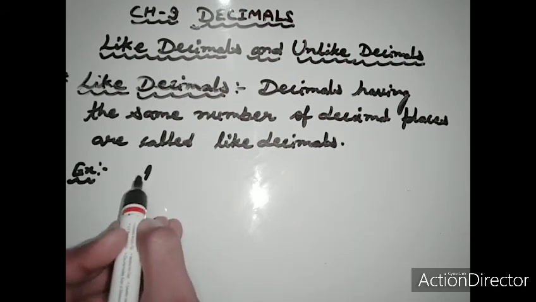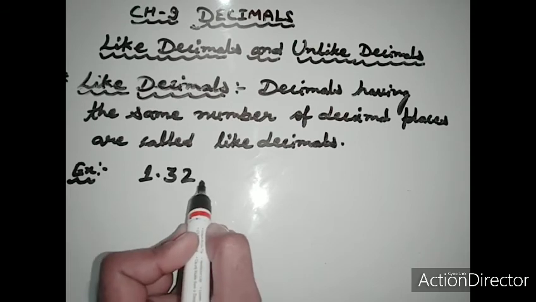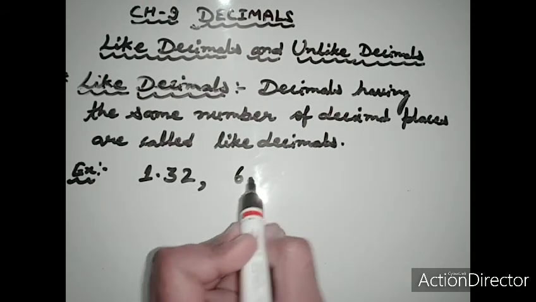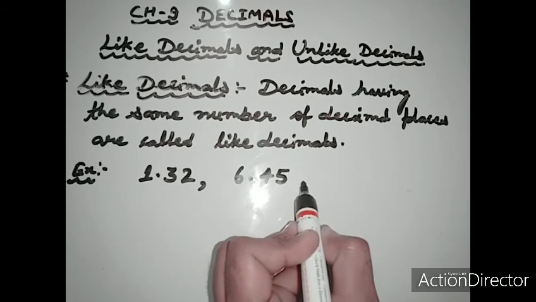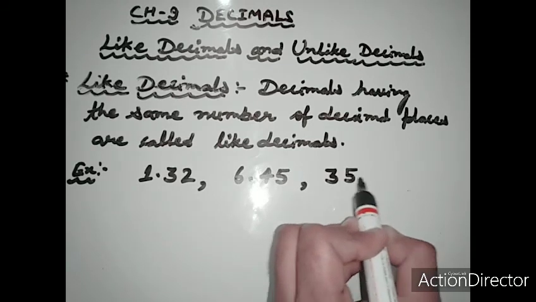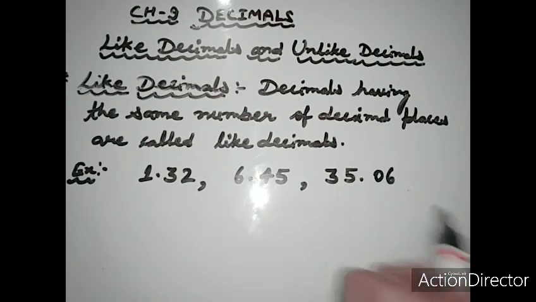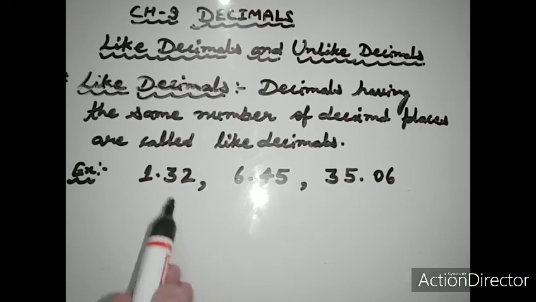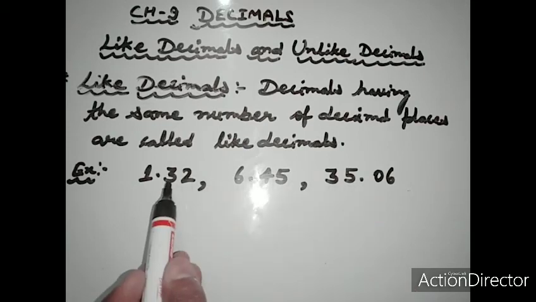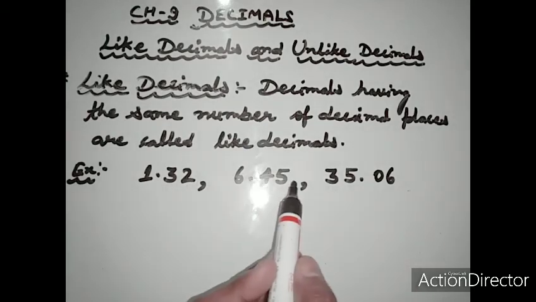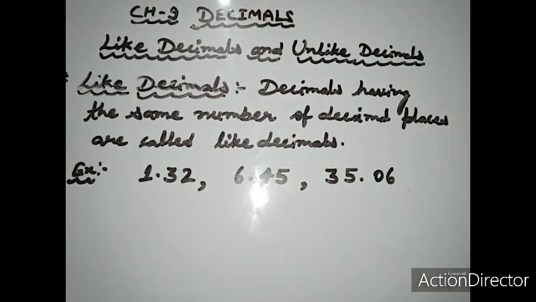Now here we take examples like 1.32, 6.45, 35.06, right? So these decimals all have the same decimal places: tenths, hundredths, tenths, hundredths, and tenths, hundredths. So these types of decimals are known as like decimals. Now here we discuss unlike decimals.